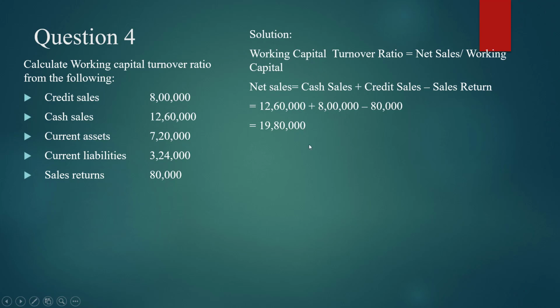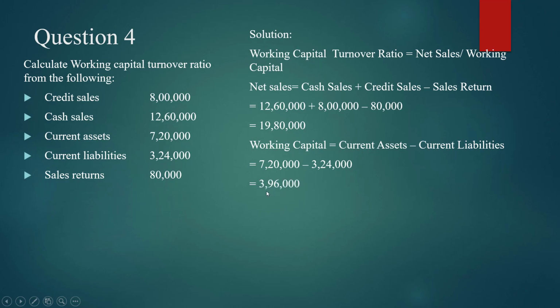Now what is working capital? Working capital formula is current assets minus current liabilities. So here directly current assets is given 7,20,000. Current liability is given 3,24,000. So just minus these two items, and then we get the value as 3,96,000, right? So 3,96,000 is the working capital.